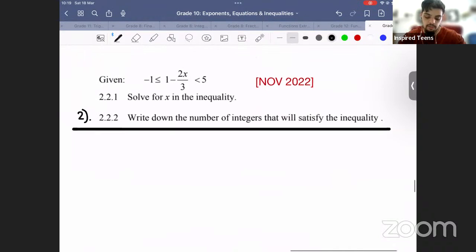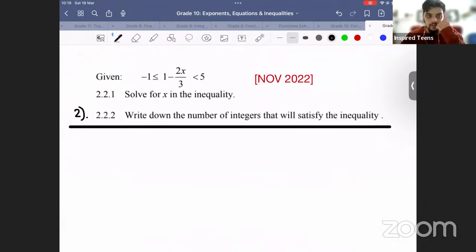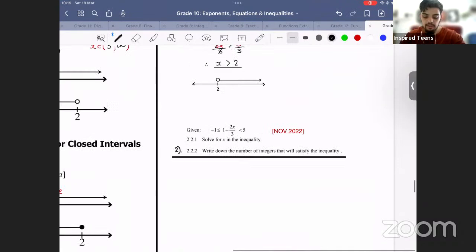Let's have a look at this question, which was asked in November 2022. So the latest, go back to which part exactly?